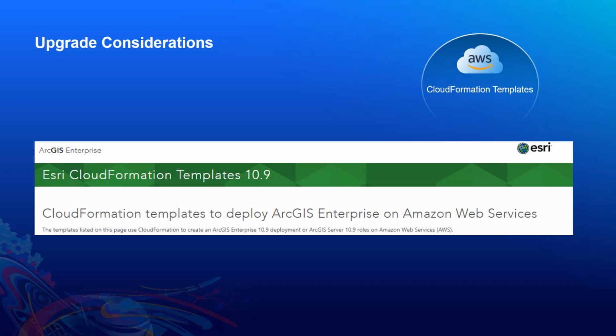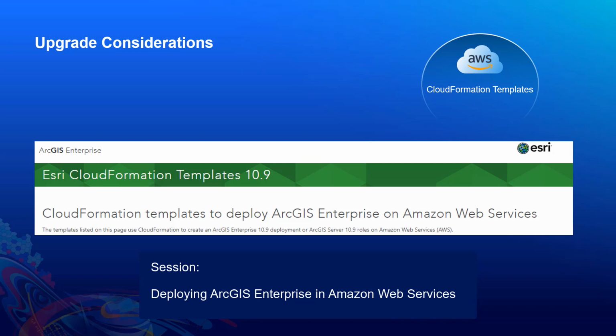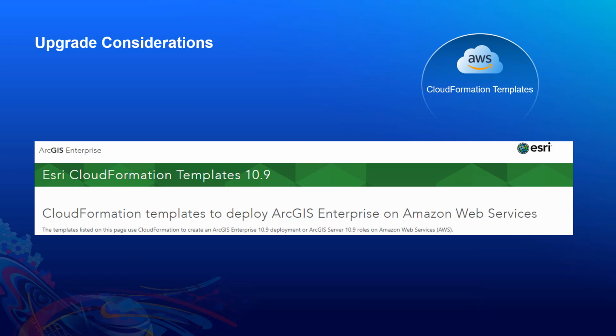If you want to upgrade to 10.9, you can manually upgrade your existing deployment or use Chef. We'll have more documentation around this. You only need to redeploy and migrate using the WebGIS DR tool if you want to opt into the automated upgrades using the 10.9 and future CloudFormation templates. For more information and a deeper dive into these CloudFormation templates, I would suggest attending the Deploying ArcGIS Enterprise in Amazon Web Services session that is available within this Dev Summit.